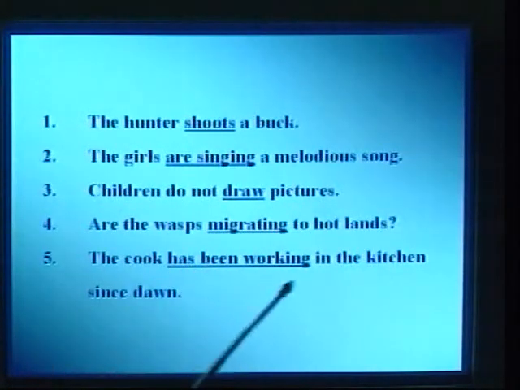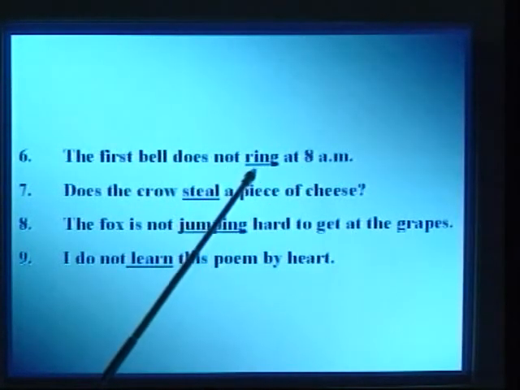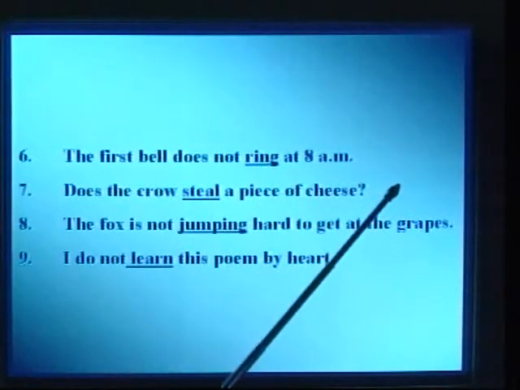The cook has been working in the kitchen since dawn. Has been cooking. Look at this verb part, note it down and write it. Simple exercise. The first bell does not ring at 8 a.m. Ring again in the first form. See, you can write what it is.